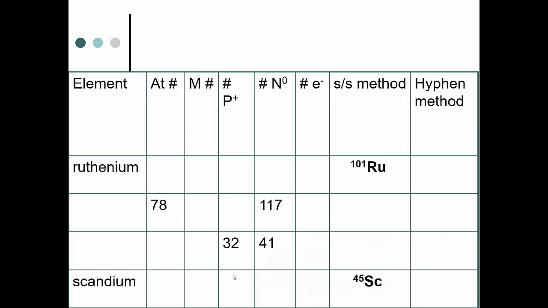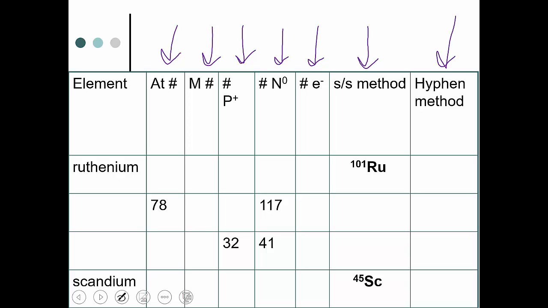What I want you to do right now is you should have this table here in your notes. I want you to pause the video right now, and I want you to do your best to fill in the information that goes into this table, okay? So again, you're going to fill in the atomic number, the mass number, the protons, the neutrons, the electrons. This is the superscript-subscript method, and this is the hyphen method. So go ahead and pause the video and fill in what you can, and then I'll move on and show you the answers.